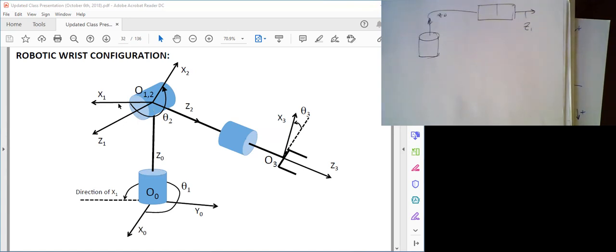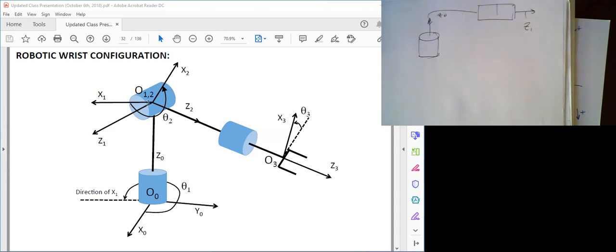The second step is I want to place x1. Here I have to place x1 such that it's perpendicular to z1, obviously, because you have to have a frame here, but it must also be perpendicular to your previous z-axis. So x1 is perpendicular to z1, and it's also perpendicular to z0. We're good, so now we can identify our origin for the first frame, which is frame 1.